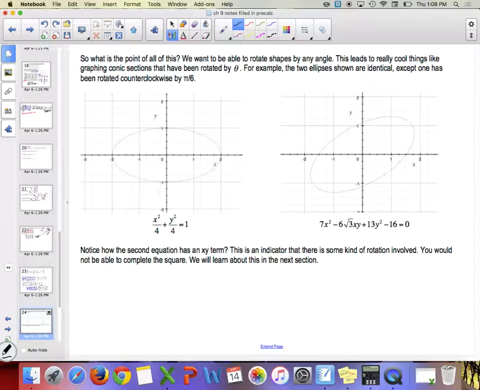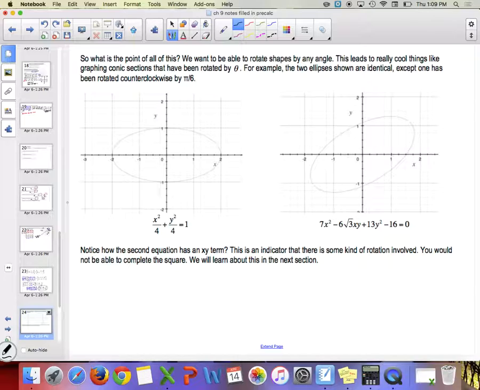So basically we want to be able to rotate shapes, and we want to rotate it by any angle, okay? So this leads to really cool things like graphing conic sections that have been rotated by a certain number of degrees, like 12.2 degrees, right? So for example, the two ellipses shown are identical, except one has been rotated by pi over 6, or 30 degrees. Do you guys see it? Look at their equations. They're very different, aren't they?